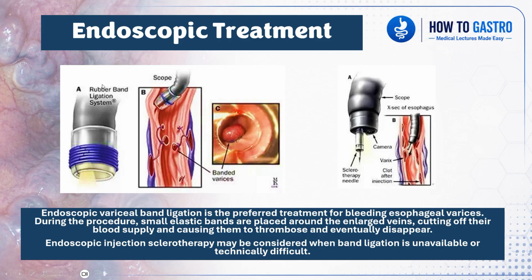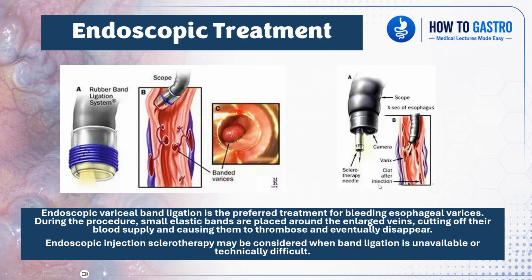As we can see here, the endoscope goes down with several bands around its neck, and the scope actually hovers over the esophageal varice and the band is released, and then in that way the varice is banded, and in time this will actually thrombose, become a clot, and fall off. And in this way we can actually prevent a bleeding episode.